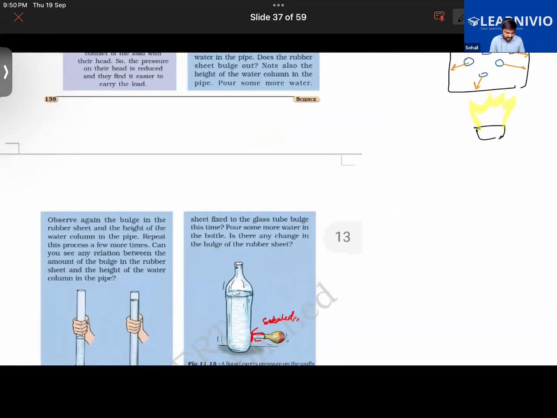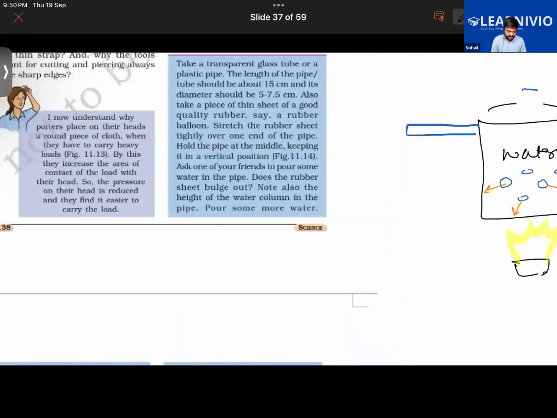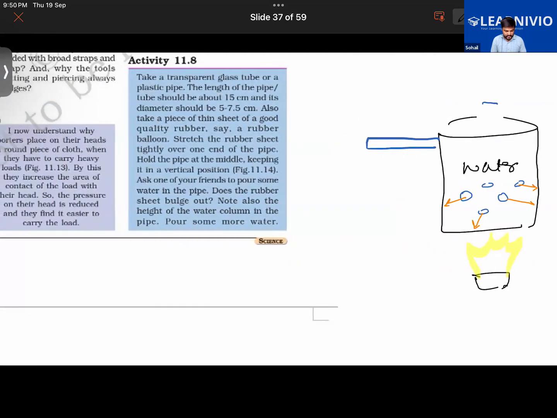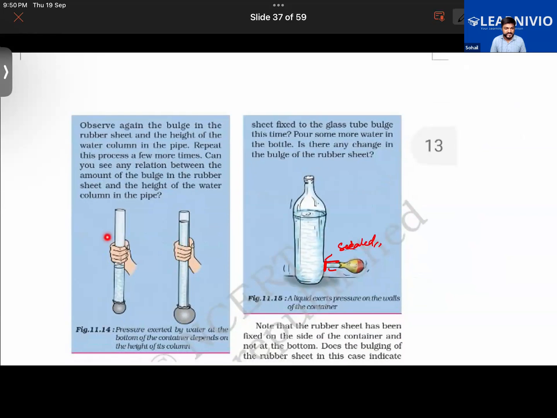Furthermore, we have some activity from the NCERT. Activity number 11.8 basically says that you have taken two thin transparent plastic tubes and filled water in them. On the other end, you have taken a sheet of rubber balloon which you have tied to it. The tube with more water has more bulging in the rubber. Here the height of the water in this is less while the height in this is more. So the pressure depends upon the height of the water.